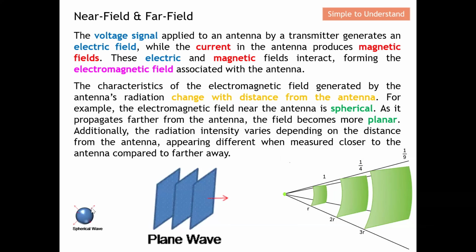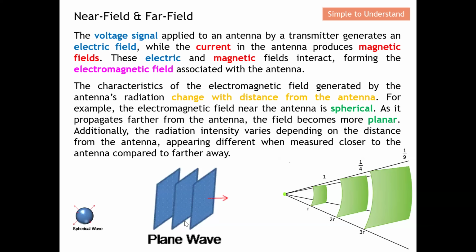In short, you can imagine that when you are very near to the antenna, the field appears like a spherical shape. Once it propagates further away, it becomes like a plane wave. This is what you can imagine. Under near field, it will typically look something like this.